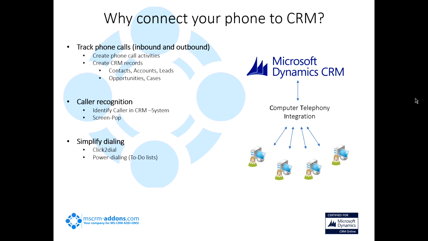You also want to simplify dialing, whether that be clicking to dial straight from the CRM record. Being able to do that just speeds up the process completely. Also, a lot of people, when they go to make a bunch of phone calls, create these to-do lists with an advanced find, and then they have a grid of all these phone calls that they want to make. So what we want to do is maybe have a power dialing list to quickly and easily dial through and get through all those phone calls.